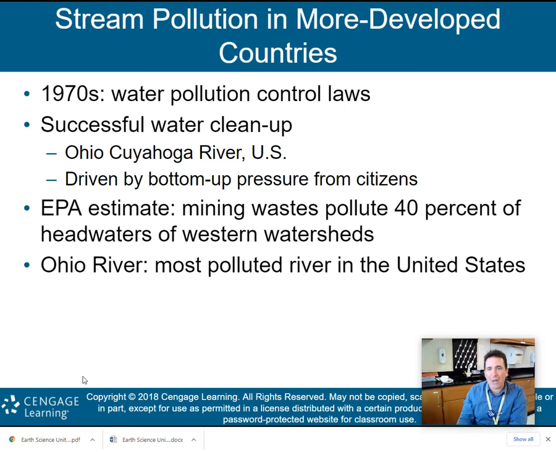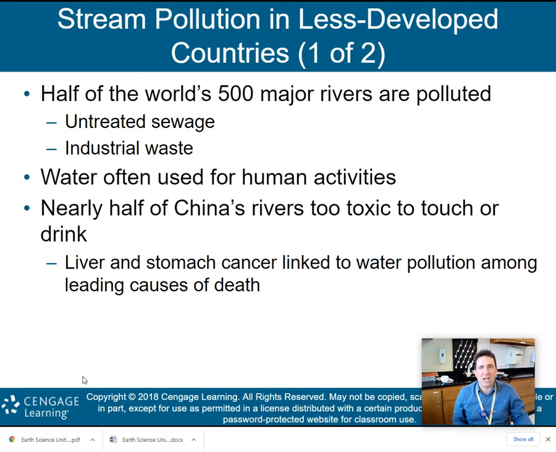EPA estimate: mining waste pollutes 40% of the headwaters of the western watersheds. So out west in the U.S., 40% of the waters there are polluted because of mining, and the Ohio River is the most polluted river in the U.S., or one of them. All right, but again, since the 70s, 40, 50 years, we have had water pollution control laws. So again, you don't really hear that much about polluted rivers and streams in this country anymore as you may hear in some less developed countries, which we'll talk about right now.